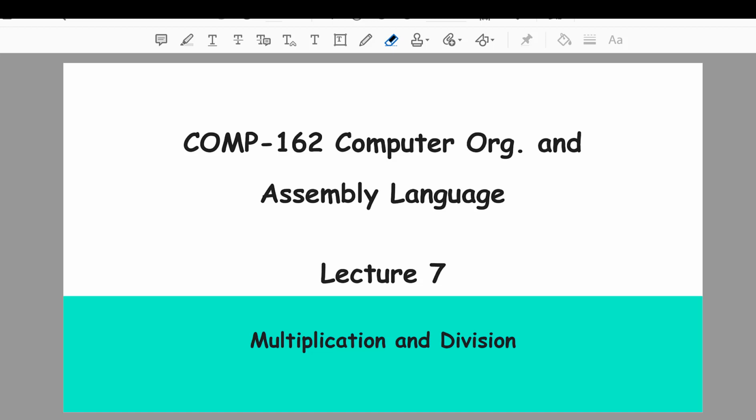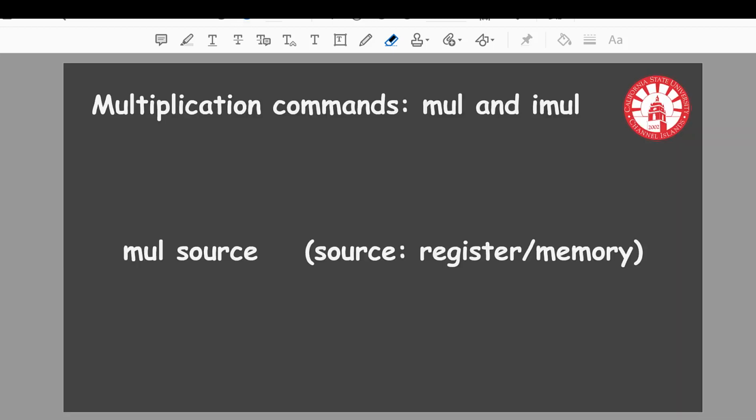This lecture is about multiplication and division operation in assembly. We have talked about these two operations in previous lectures, but in this lecture, we are going to study these two operations in more detail. Let's start with the multiplication operation.